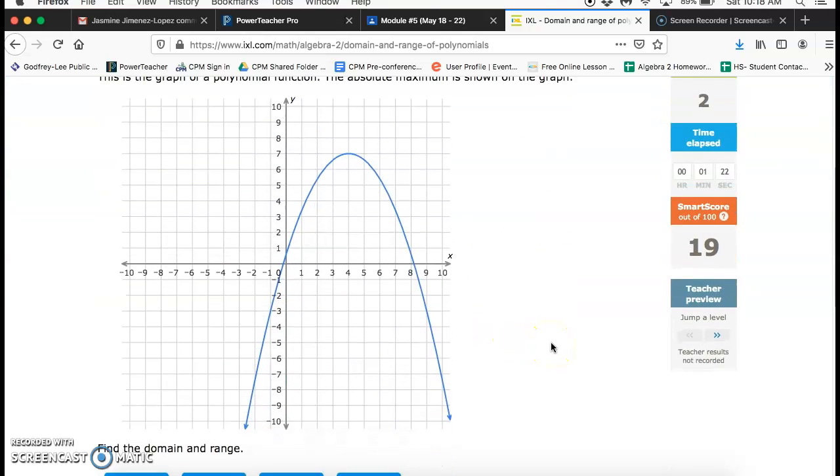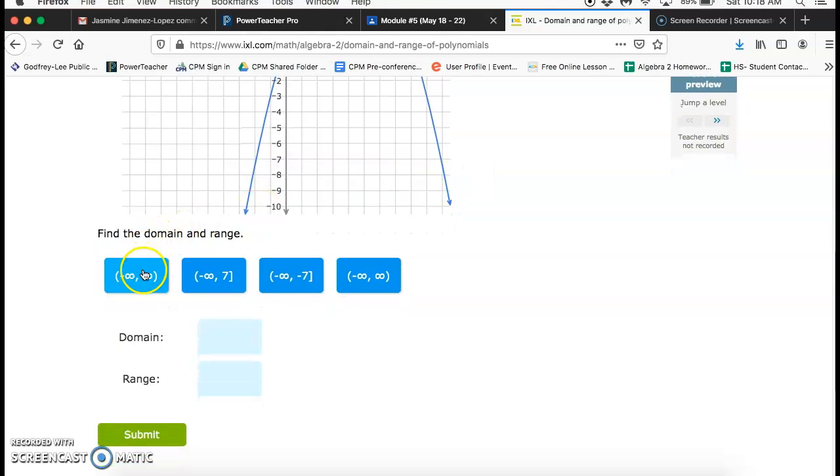Alright, very similar here. Left and right goes forever, but I have a maximum point at 7. So here's my domain. Now the maximum point at 7 right here, make sure we get the positive 7 and not the negative 7.